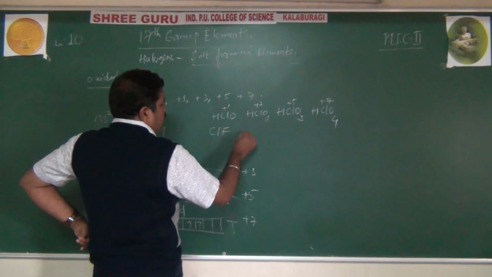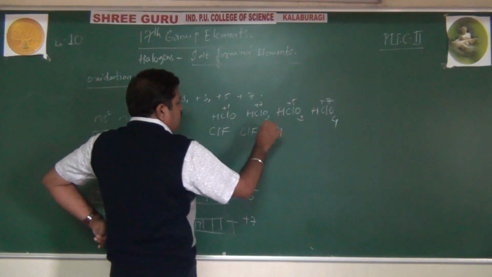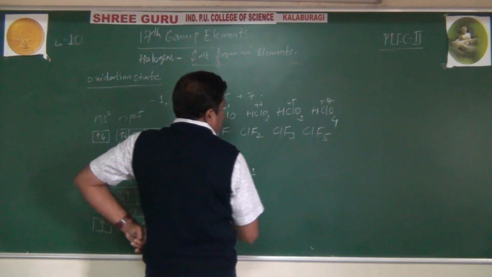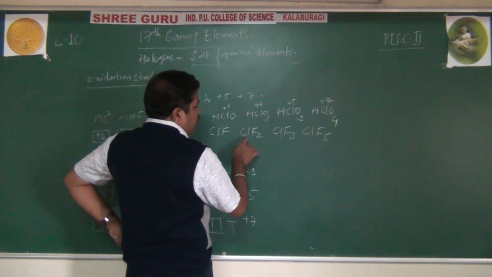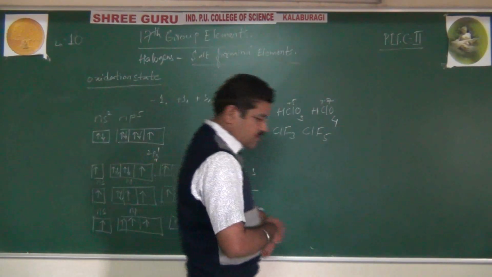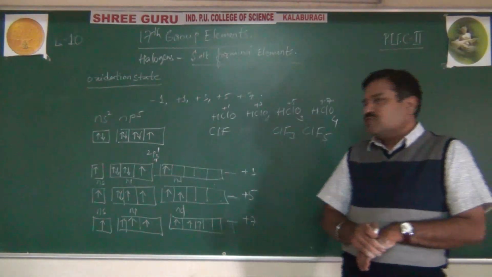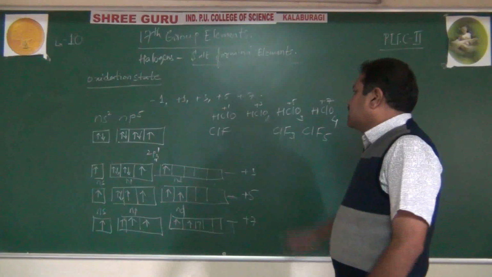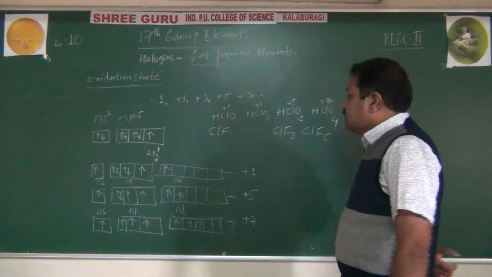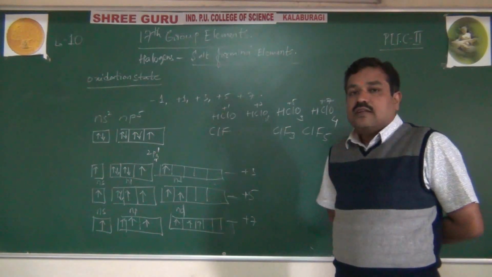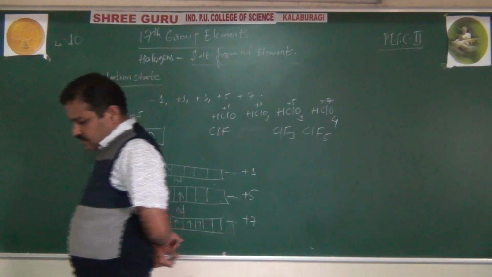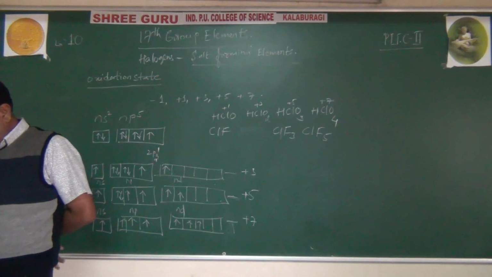ClF, ClF3, ClF5, and ClF7 doesn't exist. Plus 1, and here plus 3, plus 5 maximum. These are called interhalogen compounds, right? And generally these are called oxo acids of chlorine. Like this they have variable oxidation states, which you will come to know once again in interhalogen compounds in detail. So that's about the oxidation states exhibited by these particular elements.